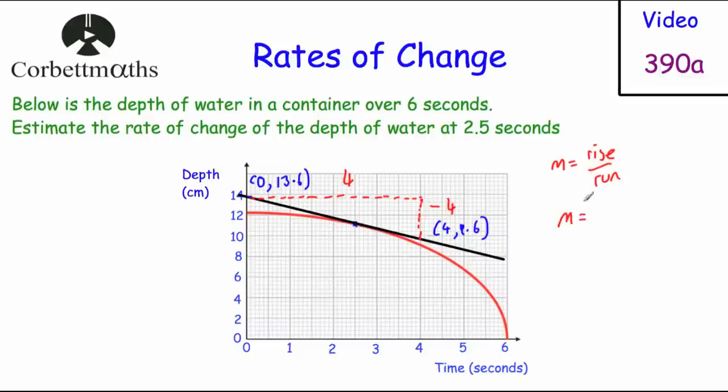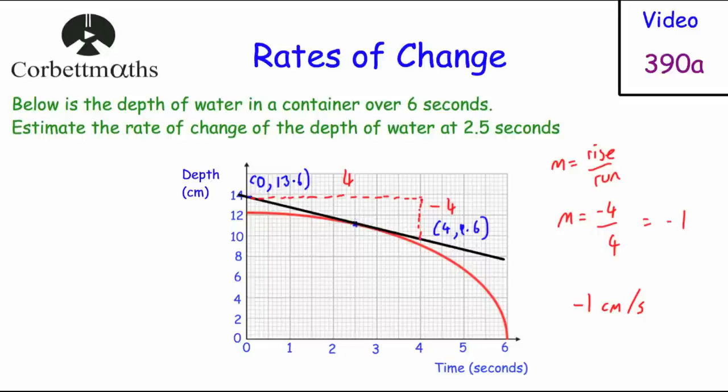So the gradient is equal to the rise, that's negative 4, divided by the run, which is 4. And negative 4 divided by 4 would be minus 1. So that means that the gradient of this tangent is negative 1. That means the gradient of the curve at that particular moment is negative 1 also. And the question wants us to find the rate of change of the depth of water. So it's going to be negative 1 centimetres per second. So the rate of change of the depth of water at 2.5 seconds is negative 1 centimetres per second. So in other words, the depth of water in the container is decreasing by 1 centimetre every second at that particular moment.